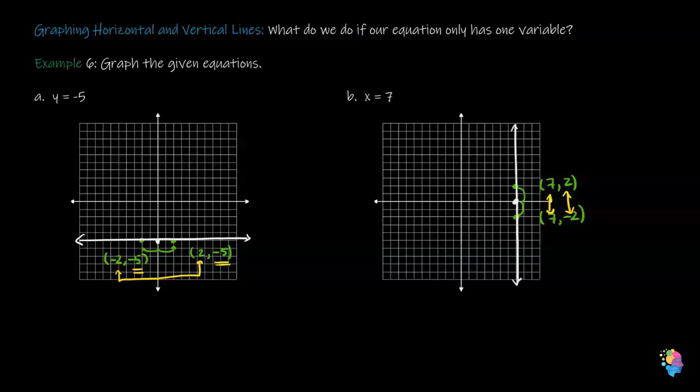Now, instead of having to test points, we might want to remember that whenever you have a y only, your graph will be side to side or a horizontal graph. And when you get an x only, your graph will be up and down or a vertical line every time. Since this one was y is equal to -5, it will be a horizontal line passing at -5. And since this was x equal to 7, this will be a vertical line passing at 7.